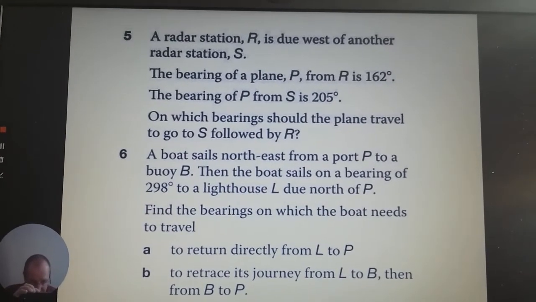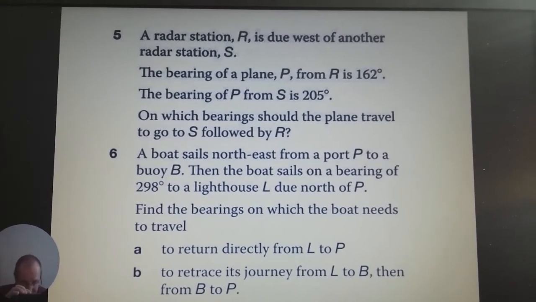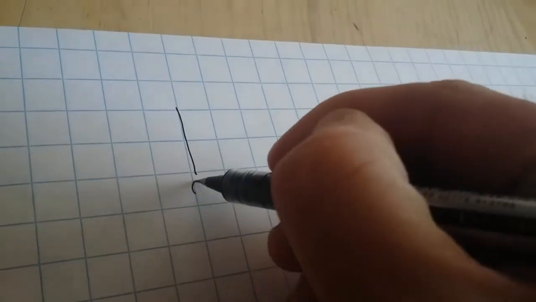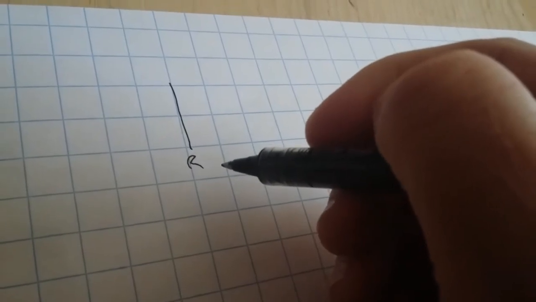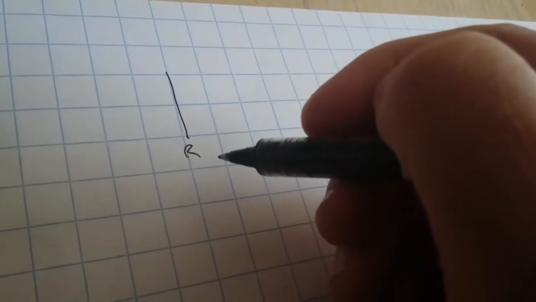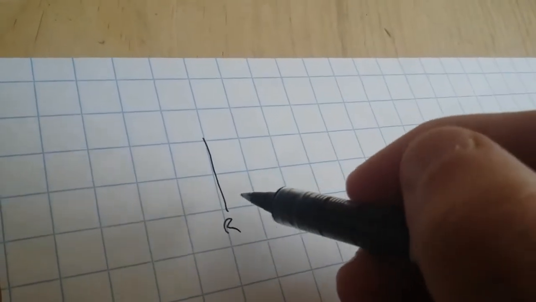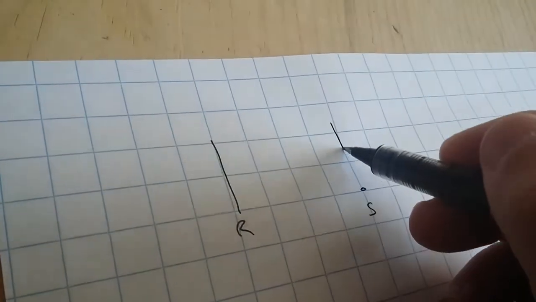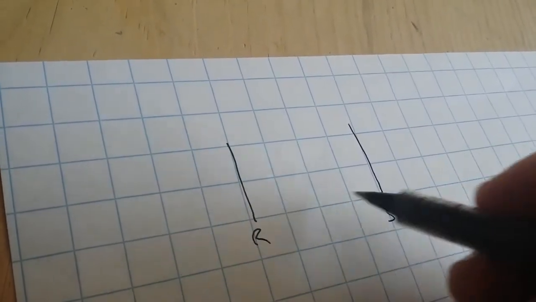These ones I will need to do on paper, so I'll read out the question as we go through them and I'll show you my working out on paper. Always useful with these bearing ones to actually draw the diagram. Often in the exam the diagram will be there, but we've got the radar station R, and this is due west of another radar station S. So R is due west of S, and I'll put north in at both of those. Due west is going that way.